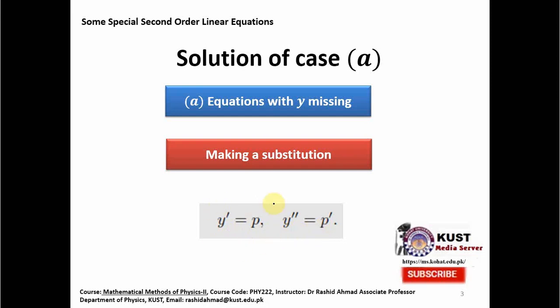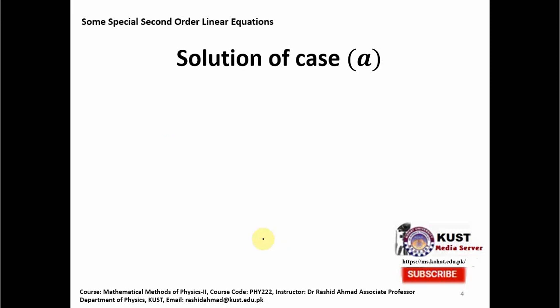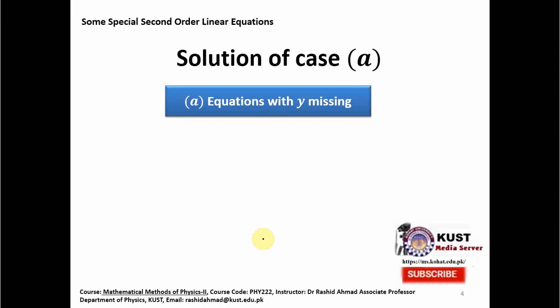If we make this sort of substitution into an equation where y is missing, you see there is no y, we have y prime and y double prime, but if we put y prime equal to p and y double prime equal to p prime, then we can solve that equation easily. So how do we solve it?